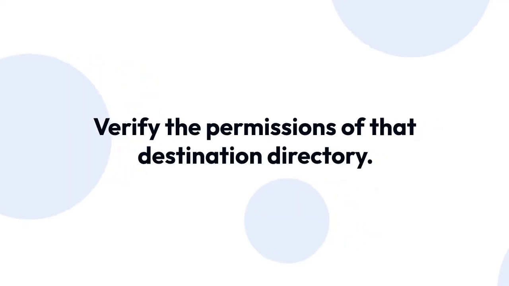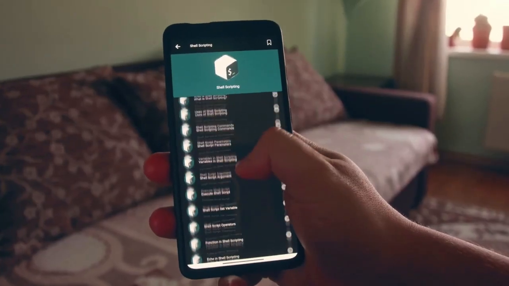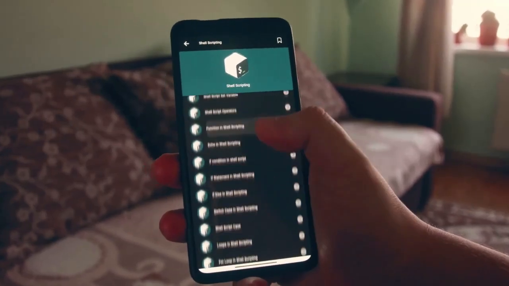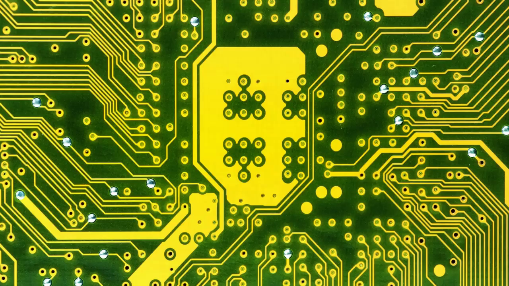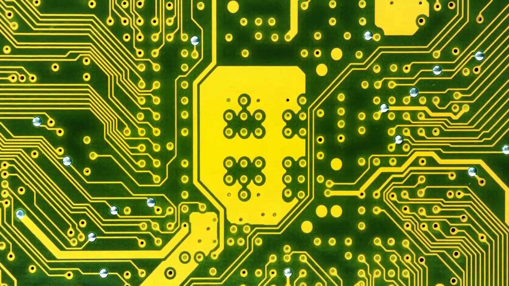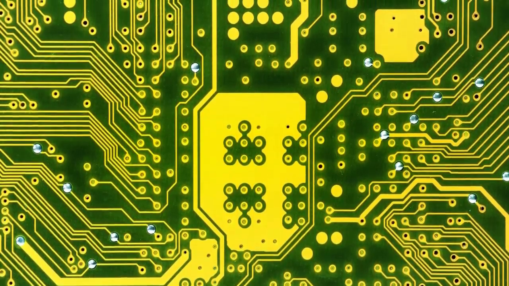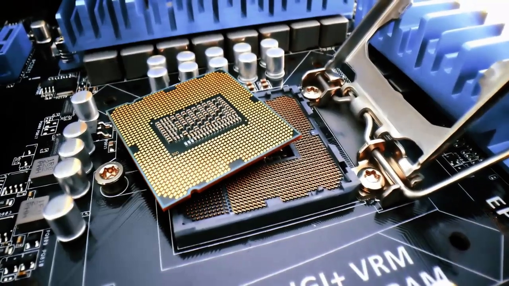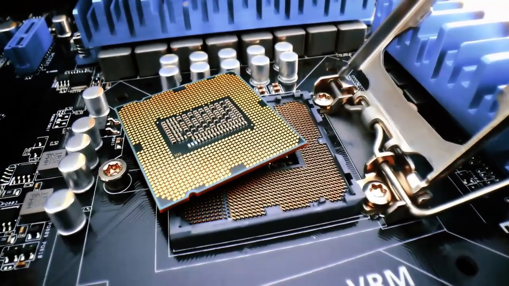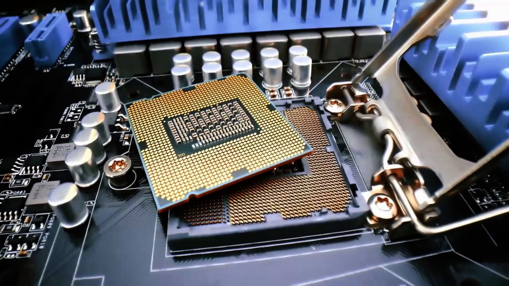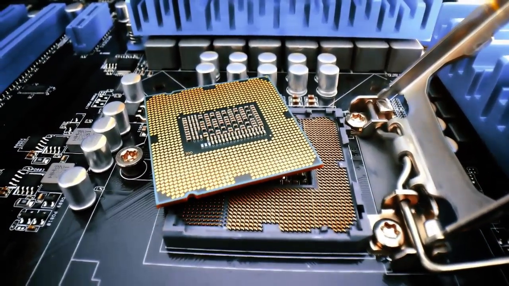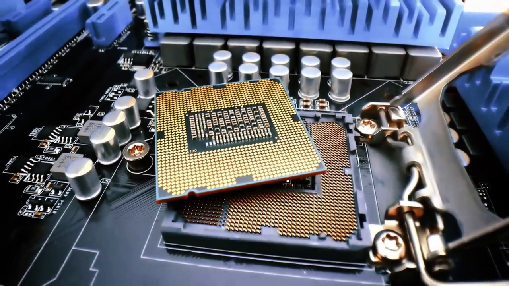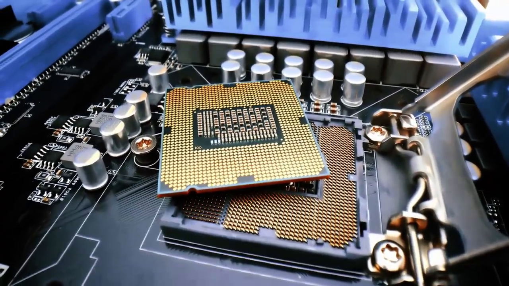Next, you need to verify the permissions of that destination directory. You can do this by SSHing into your remote server and using the command ls -ld /path/to/your/destination. Look at the output carefully. It will show you the owner, the group, and the permissions. For example, if you're trying to write to /var/www/html as a regular user, you likely won't have permission, because /var/www/html is often owned by root or a web server user.